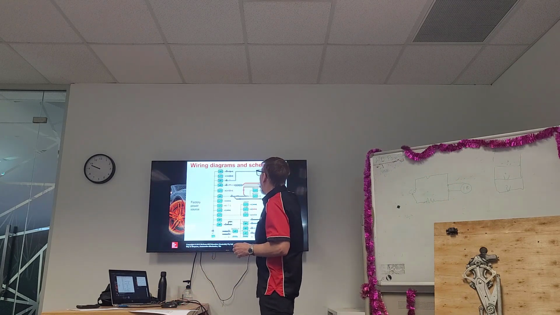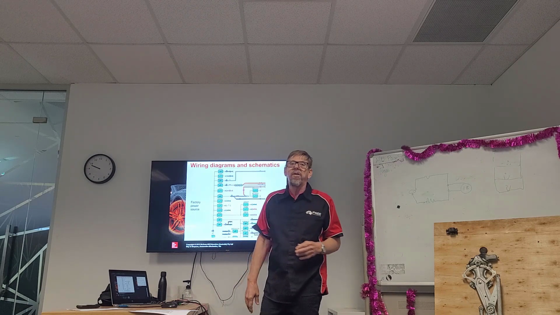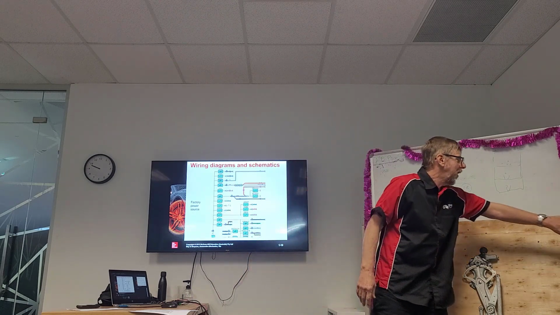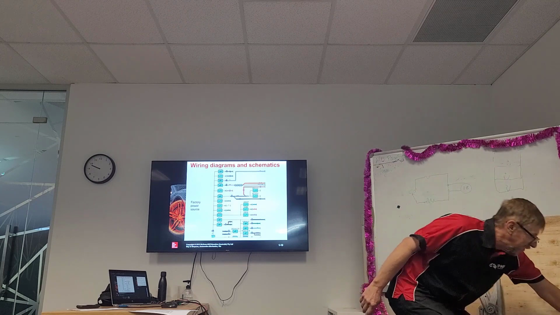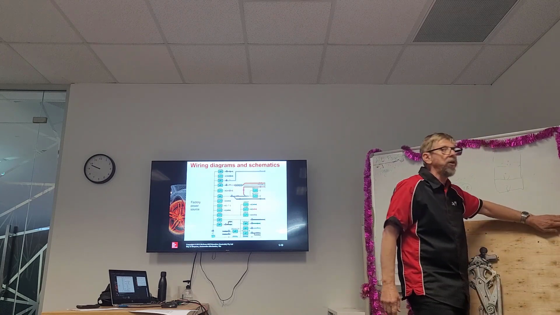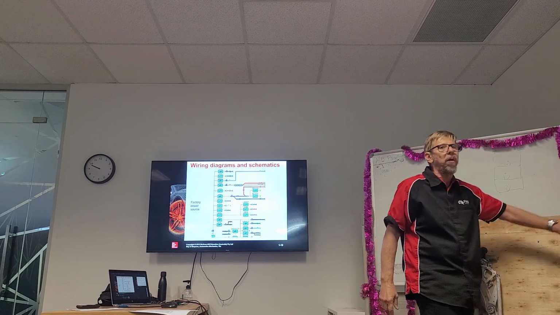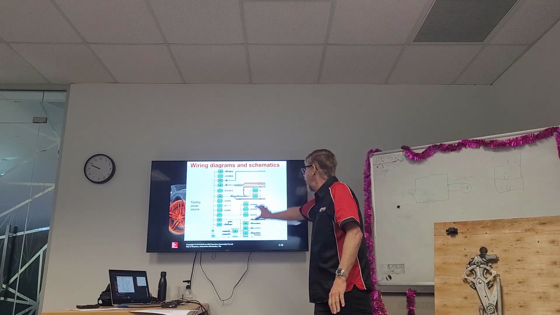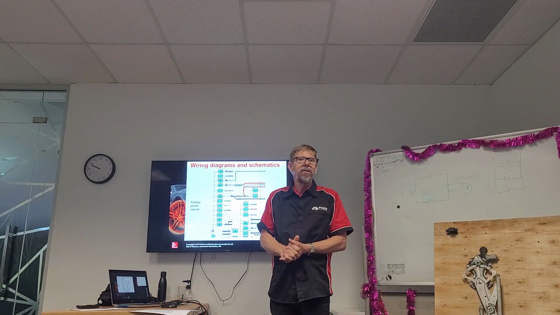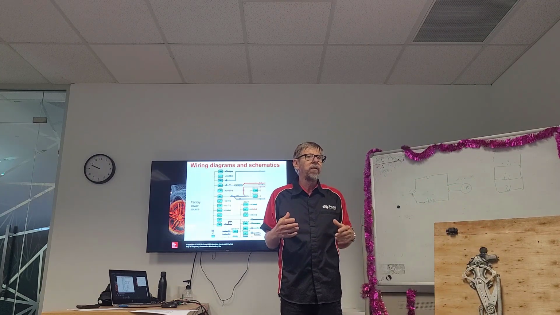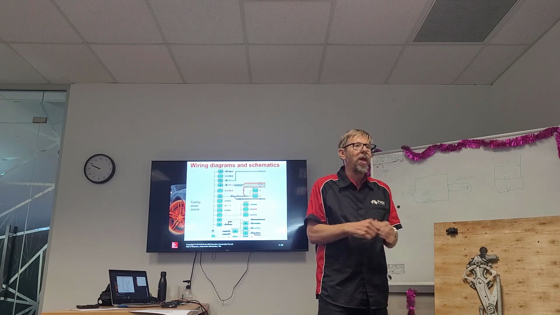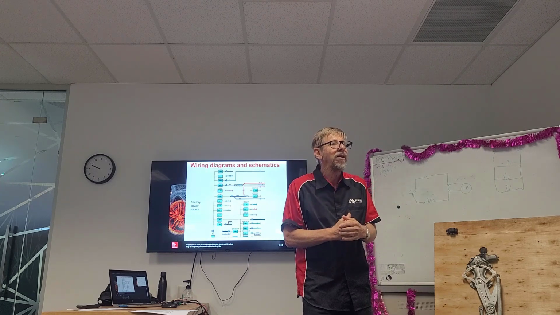Also, our factory wiring diagrams will give us our power. It'll show us where our power comes from. Our power starts from the battery, goes through to the fusible links, through to our fuse box. And this is what we've got here, a diagram of all that. Okay, so that's another important part of getting used to looking at workshop manuals and using them to our advantage.